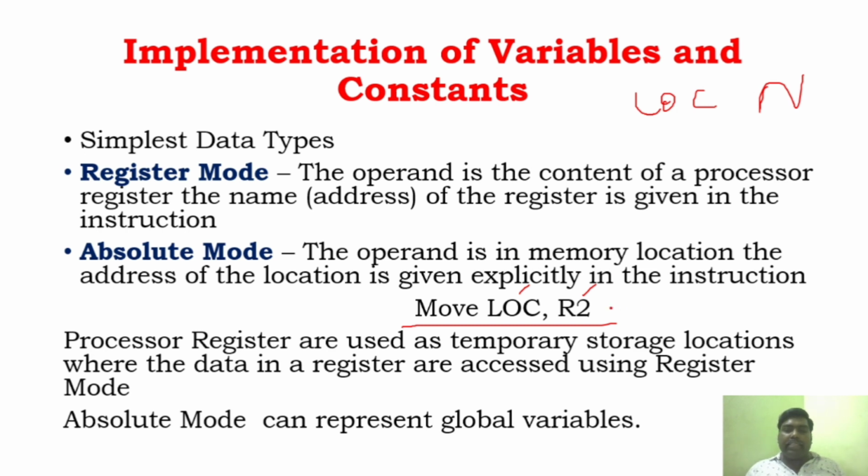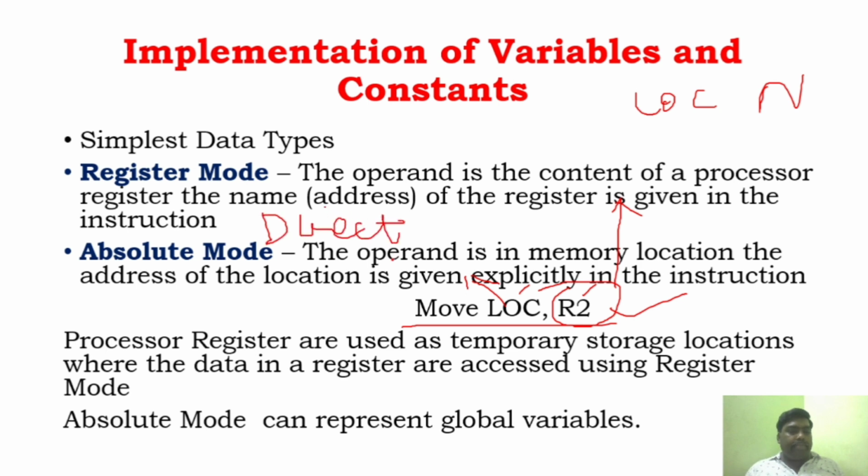A very good example is this one. This example suits both absolute mode and register mode. You can see in this instruction, Move R2, R2 is the general purpose register, right? The register is directly given here, so it is register mode, and the location is directly given here, so that is absolute mode, right? Absolute mode can also be called direct mode.